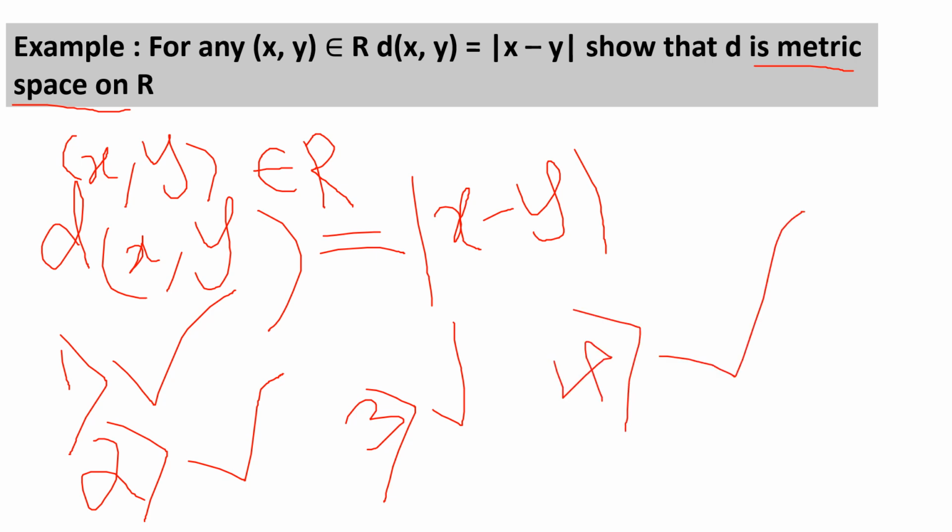For x, y belonging to R, d(x, y) is equal to mod x minus y. In order to prove d is a metric, we need to prove that all four properties are satisfied. The first, second, third, and fourth properties are satisfied. Therefore, d(x, y) equal to mod x minus y is a metric on R.